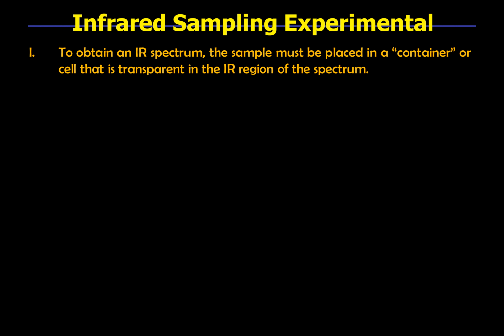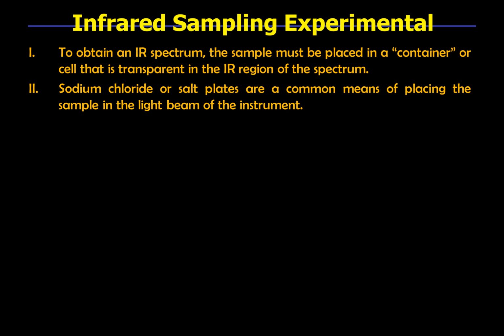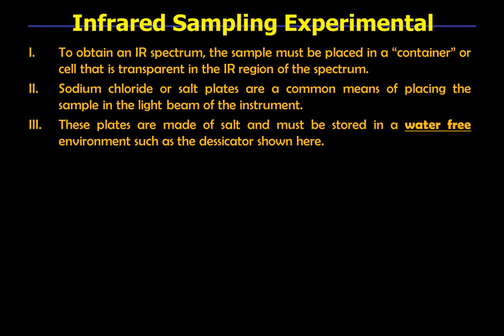Now let us see the experimental, how to do the sampling. To obtain an IR spectrum, the sample must be placed in a container or a cell, which is called a sample holder, and that itself should be transparent in the IR region of the spectrum. Sodium chloride or salt plates are common means of placing the sample in the light beam of the instrument. These plates are made of salt and must be stored in a water-free environment, such as the desiccator shown here.